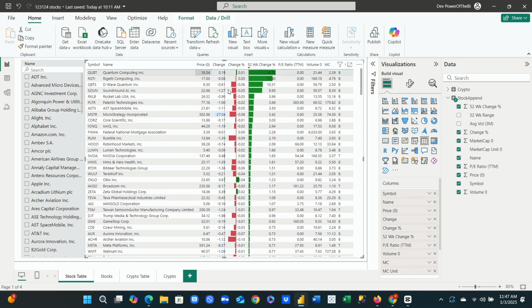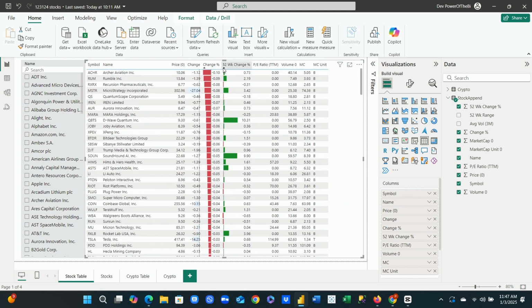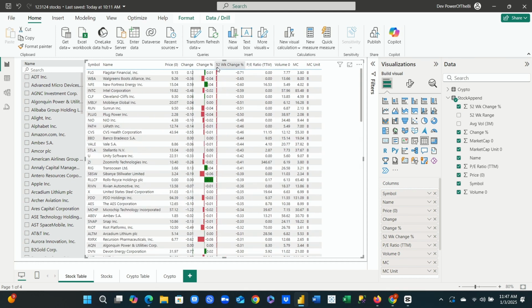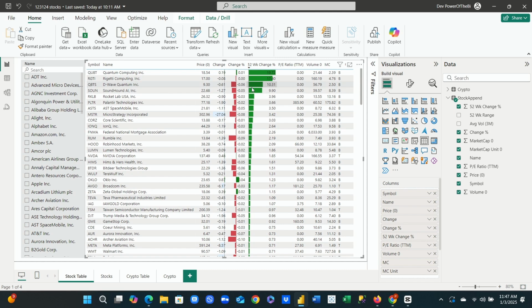So now it's showing me the companies that have the highest 52-week change percentage, which means the highest growth over 52 weeks. If I look at just the regular change percentage, it's going to show me the greatest change percentage over the last 24 hours, or the last trading day. But if I look at the last 52 weeks, I can see the highest change percentage over the last 52 weeks. Then you say, hey, how can I look at the change percentage and compare it to the 52-week change percentage?